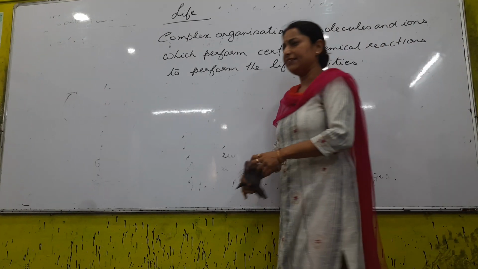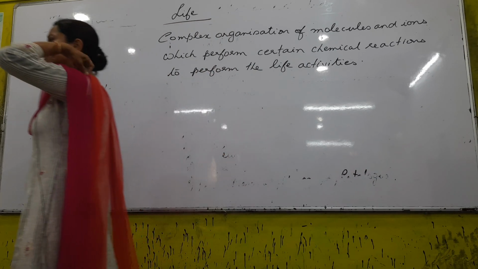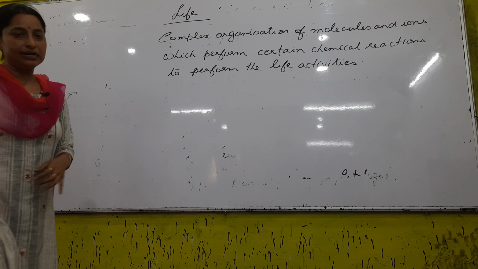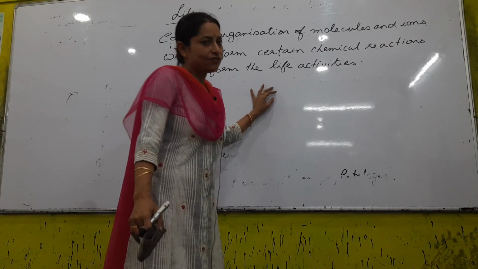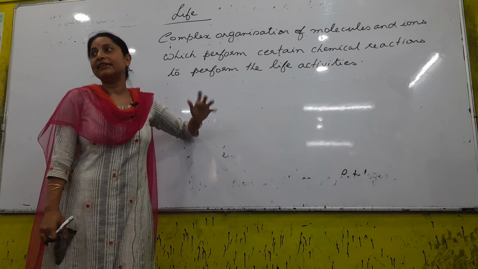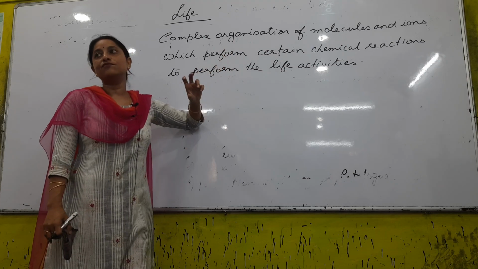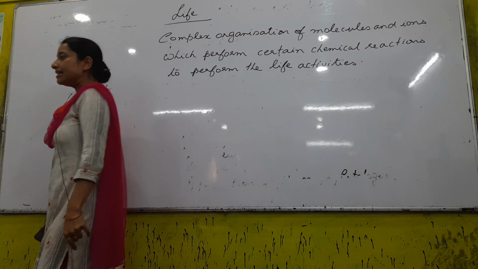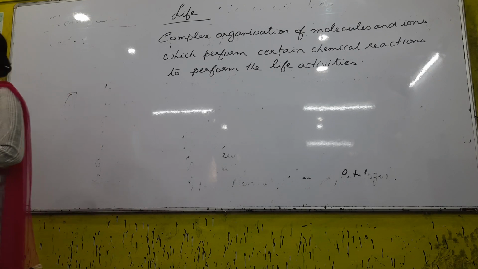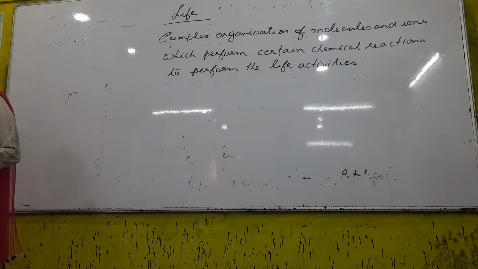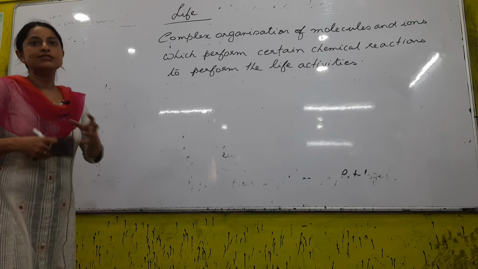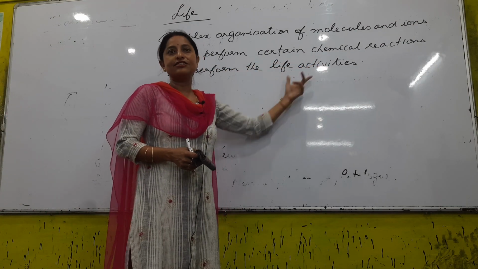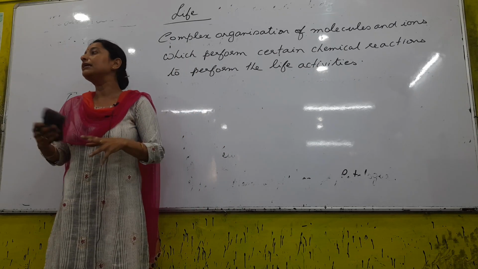So just a definition. Just for the sake of knowing what life is: it is nothing but a complex organization of molecules and ions. What is life? Life is a mixture of certain types of reactions that occur within the body of an organism. Right? In an organism there are some reactions, chemical reactions. Because of these chemical reactions, we keep on living.